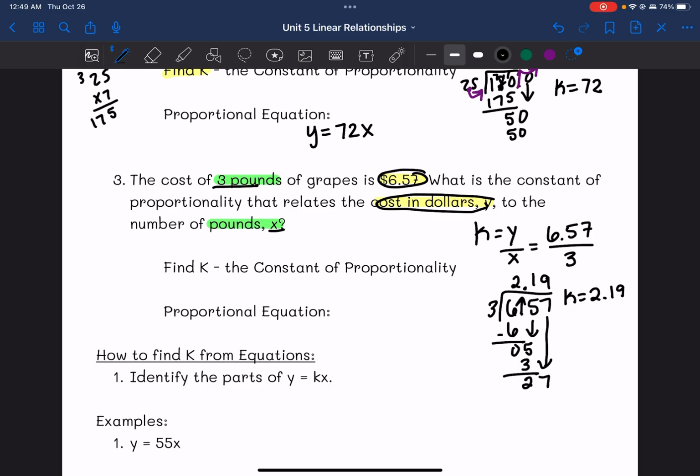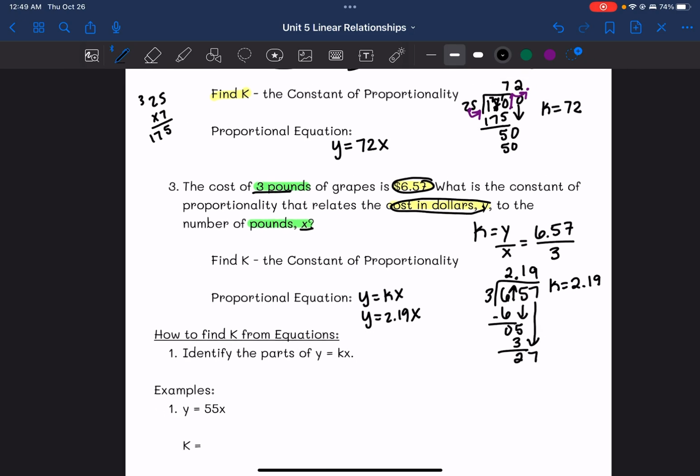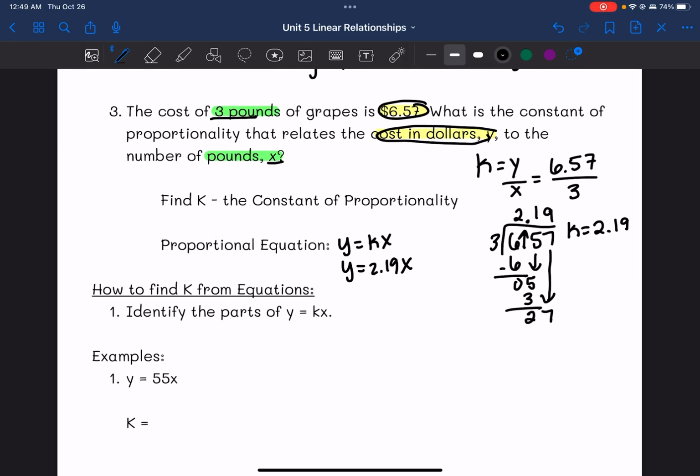Okay? And what that means is that it costs $2.19 per pound. All right, now here we have a proportional equation. Remember, that is y equals kx. So this one would be y equals 2.19x. Okay? Now, how do we find k from equations?